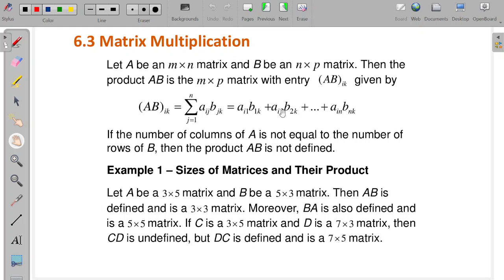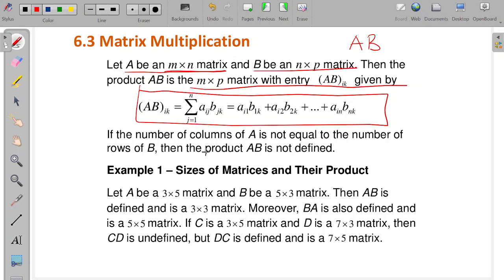Okay, now we come to matrix multiplication. Let A be an m by n matrix, and B be an n by p matrix. Then the product AB, that means we are multiplying A with B, with A coming first before B, is an m by p matrix with entry (AB)_ik given by this.